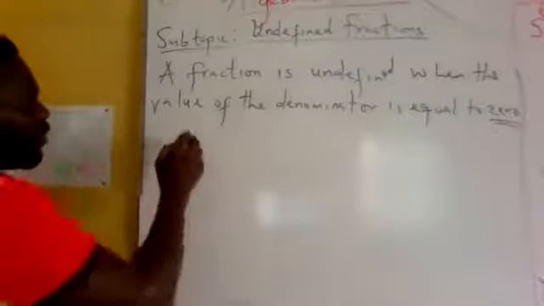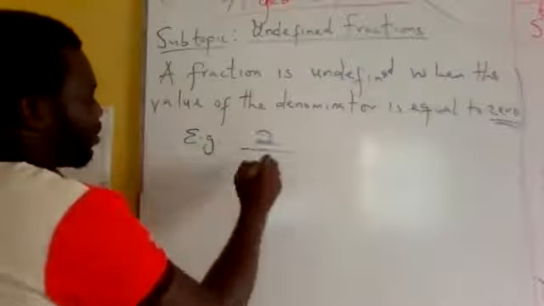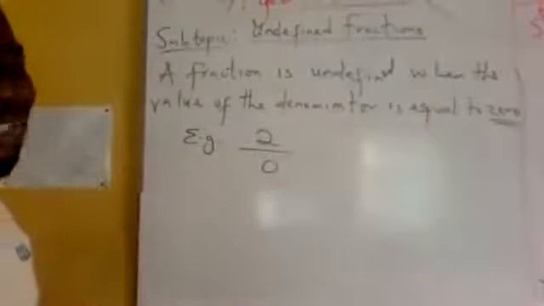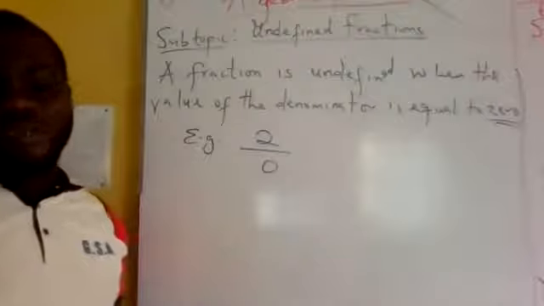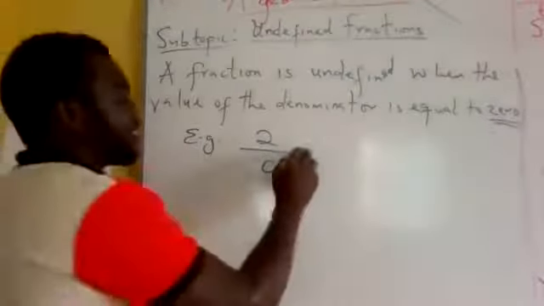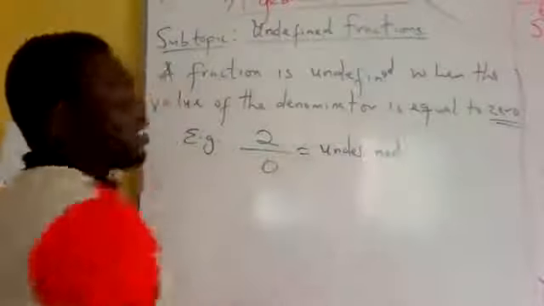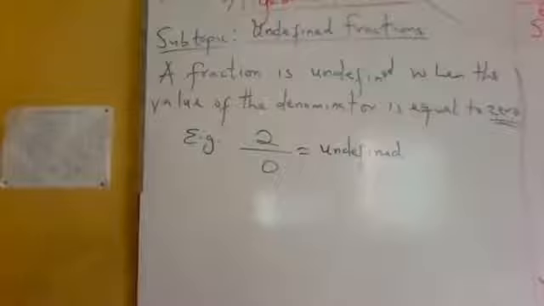For example, if you have 2 divided by 0, you cannot say 2 divided by 0 is 2. And you cannot say 2 divided by 0 is 0. The response you will give is that it is undefined. That is just it. That's what you would say.